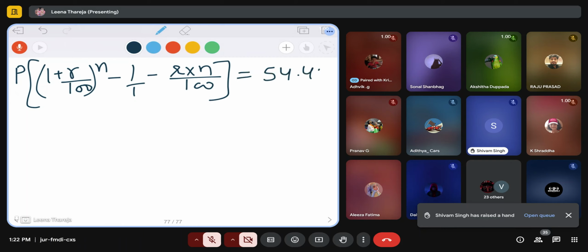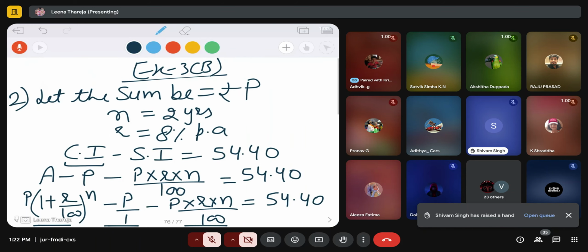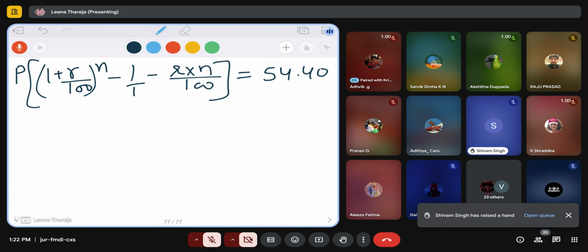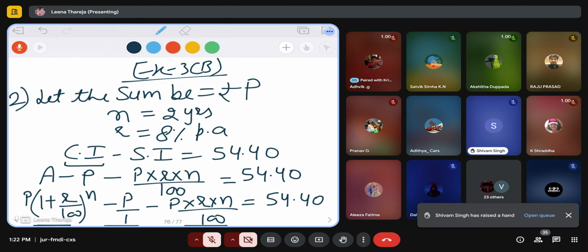Can you show the previous page? Ma'am, shouldn't it be minus? Minus, I have written minus only. Correct only. Okay.